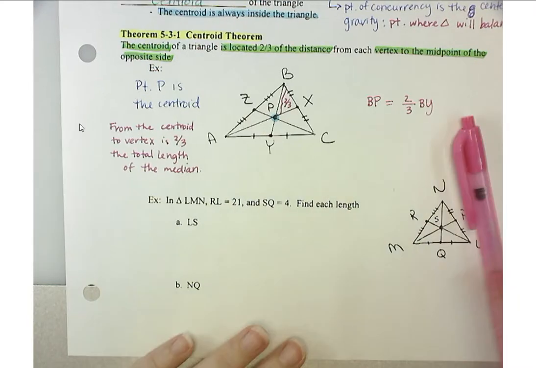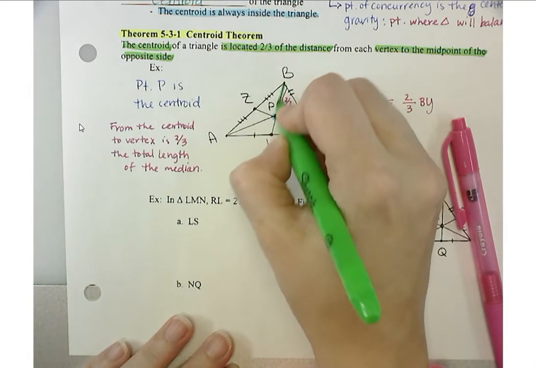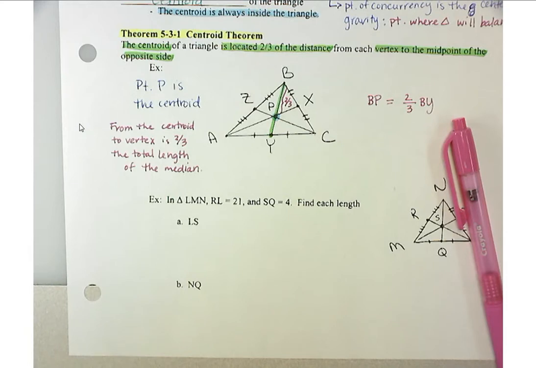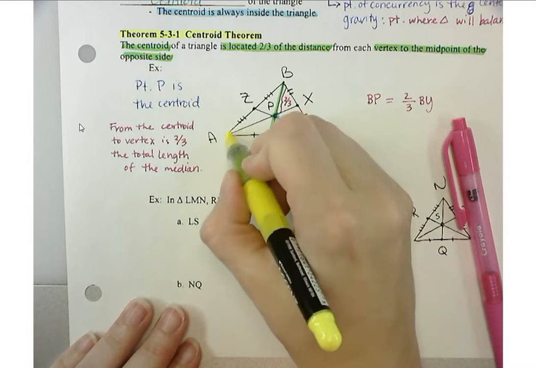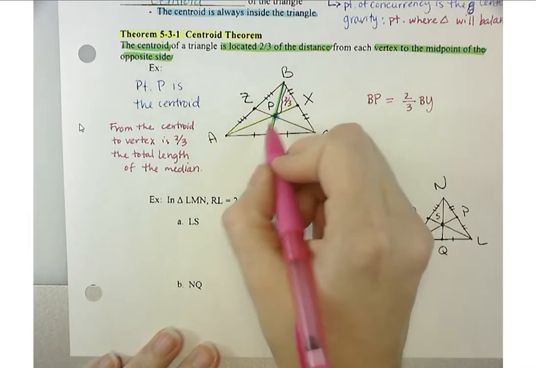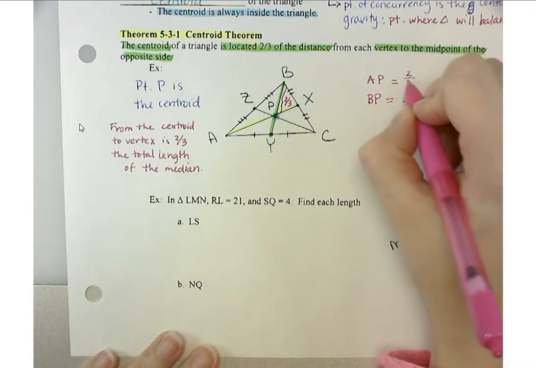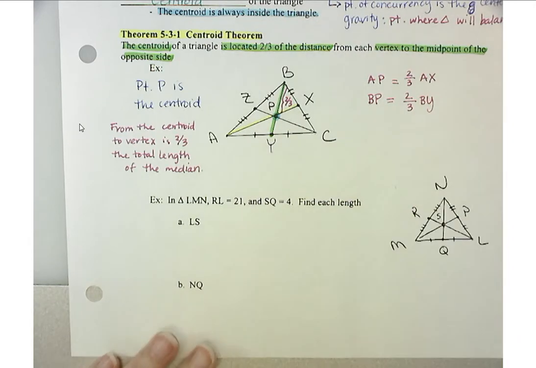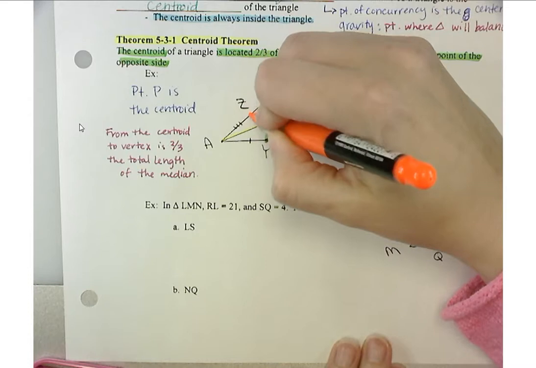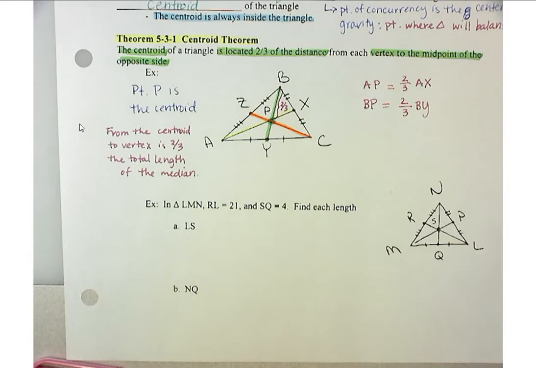So if you look at your median here, so we just looked at BY, now we're going to look at AX. Okay, so AX is the total length. We would say that the distance from A to P is the distance from the vertex to the centroid, and that would be 2/3 of the total length. Okay, so see if you can write the third one. For this, and then we're going to talk about one more thing. Okay, so based on those two equations, see if you can write the third one.